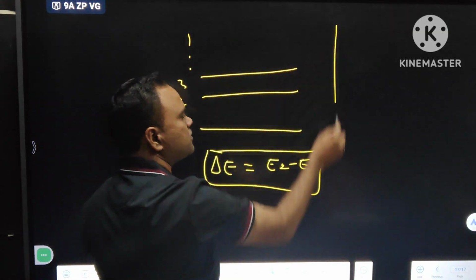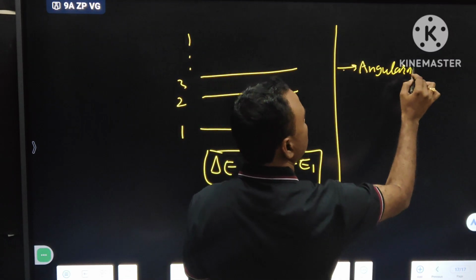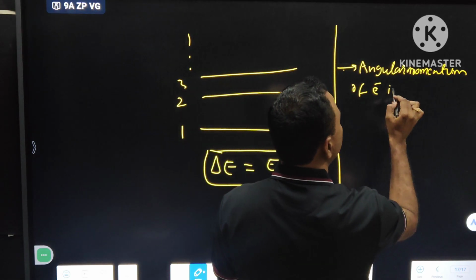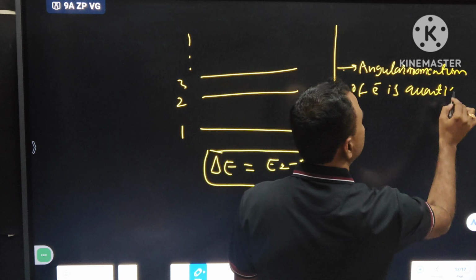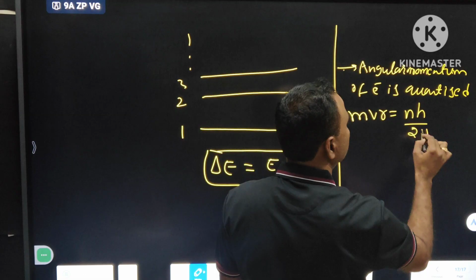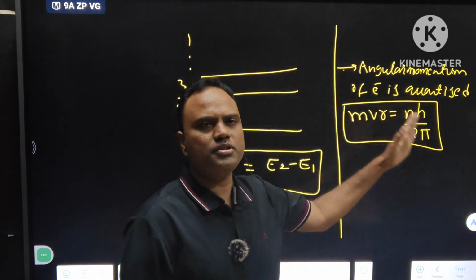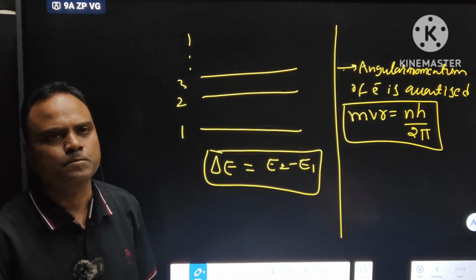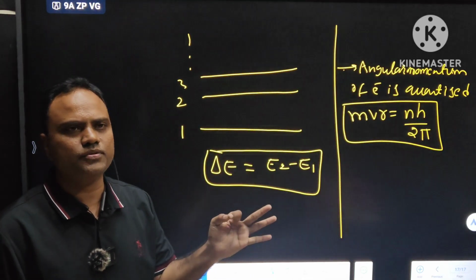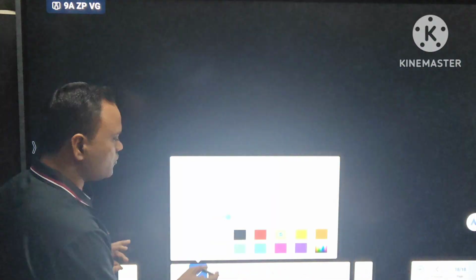Right. Next, another important point. The angular momentum of the electron is quantized. And what is the formula for that angular momentum? mvr is equal to nh by 2 pi, where n is the orbit number: first orbit, second orbit, third orbit, fourth orbit, like that. Postulates are clear: K, L, M, N, 1, 2, 3, 4, and angular momentum mvr is equal to nh by 2 pi.